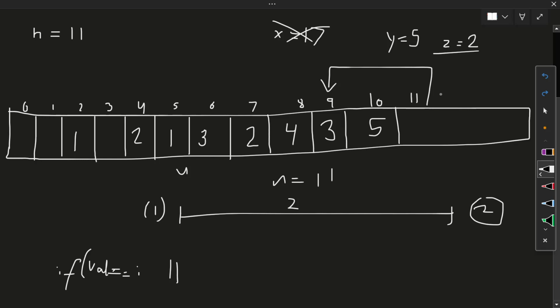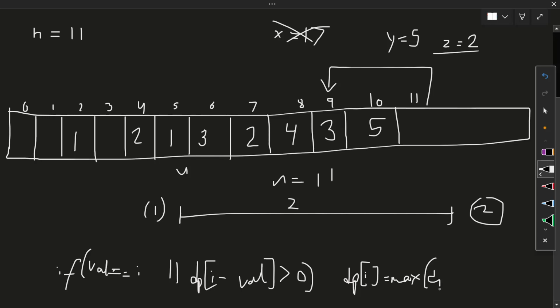And the next condition is the left out string must be possible. Means the left out string I minus, this is the value, so I minus value. So dp, inside dp we have something and not 0, means the left out string must be possible. Then only we have to store here, we will store the already stored value dp of I, or the second thing we have is dp of I minus value, means left out string plus 1.